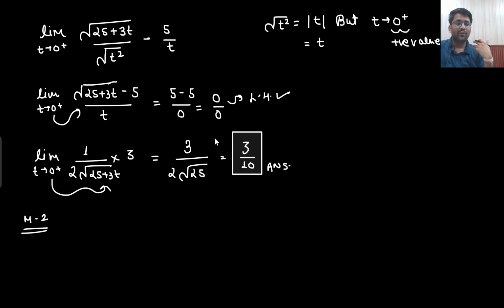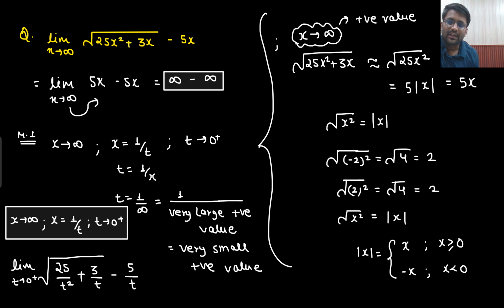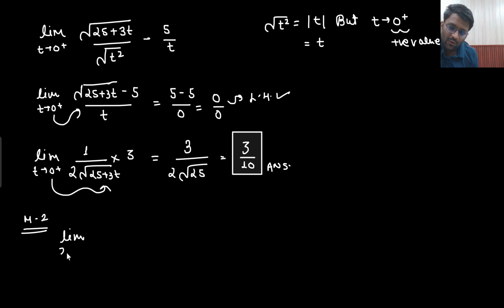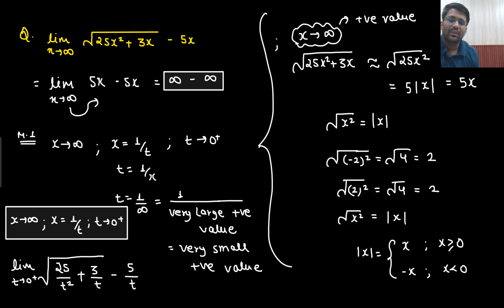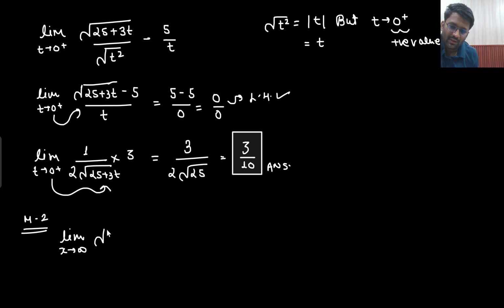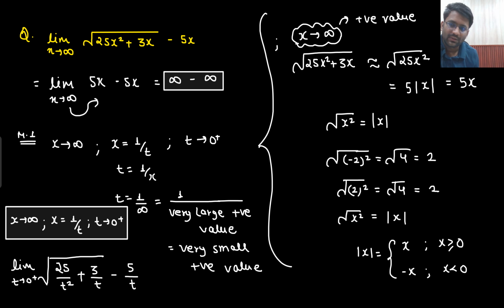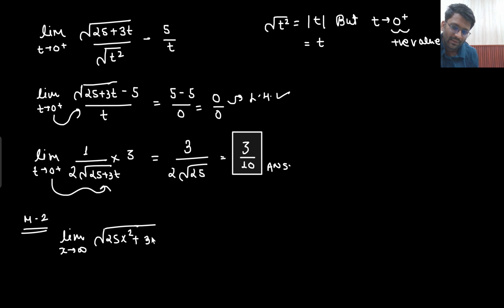But if I don't want to convert it into 0 by 0, then how would I solve it? Okay, so now these brothers are not talking to each other. If they are not talking to each other, that means we cannot convert them into other form. So how can we solve it? What will be the way? 25x square plus 3x minus 5x. I told you one thing, sir, whenever you see under roots, do the rationalization. Because this was giving me infinite minus infinite, no? So I need to kill this infinite minus infinite. How will I kill this? Doing the rationalization.